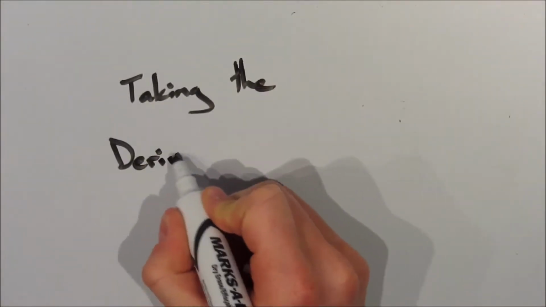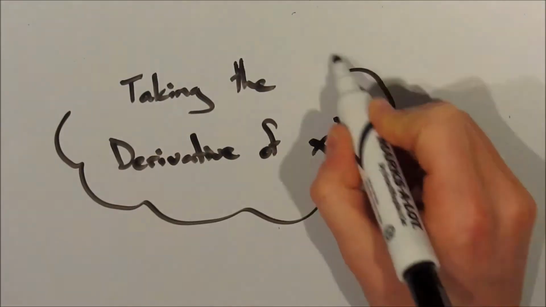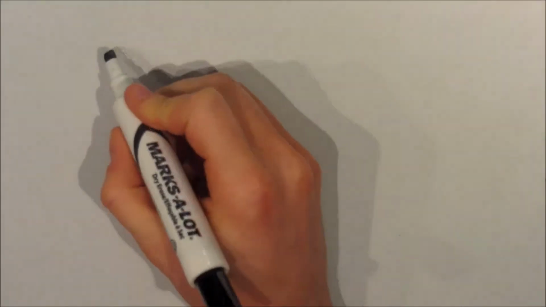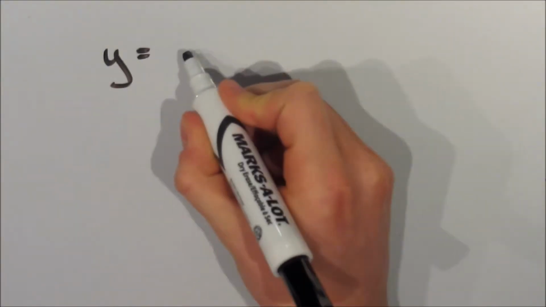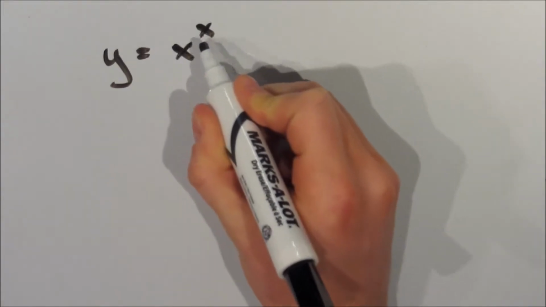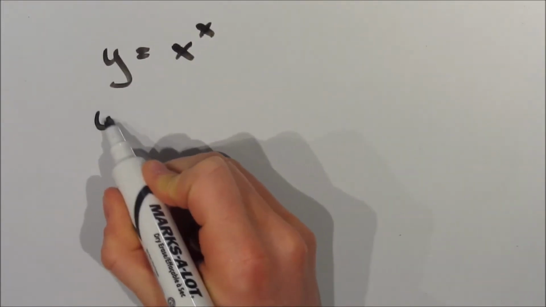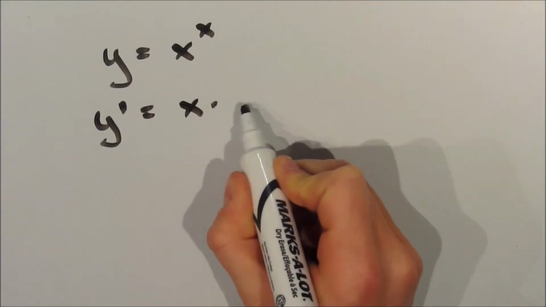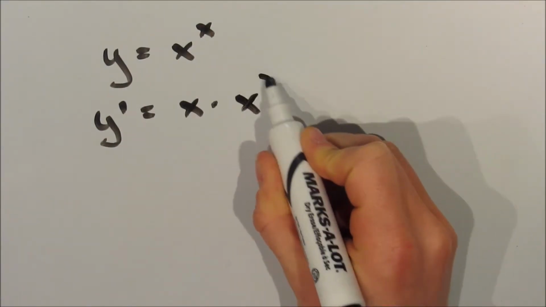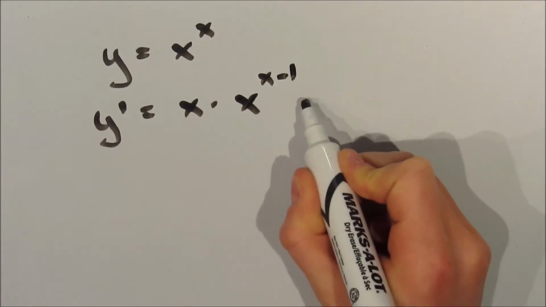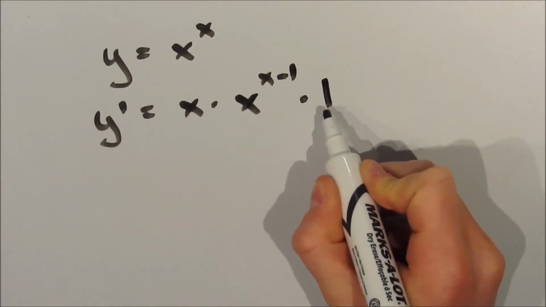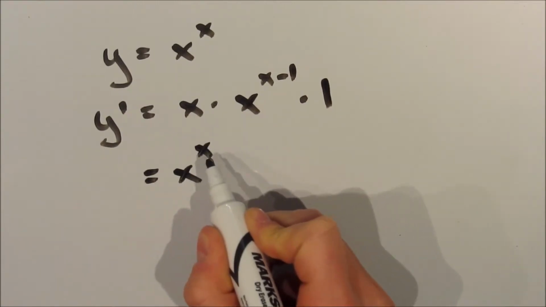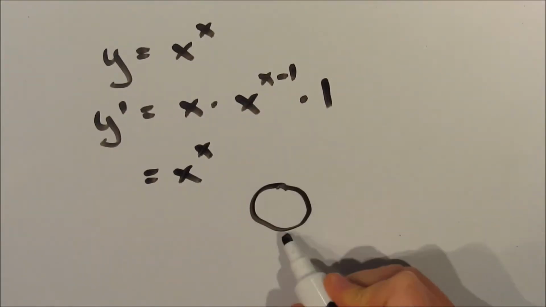In this video, I will show how to take the derivative of x to the exponent x. So when most people go to take the derivative of the function y equals x to the exponent x, they first think to use the power rule. So they would say that y prime is equal to x, which is the exponent, multiplied by x, the base, to the exponent x minus 1, and then times 1 because of the chain rule. So this just simplifies, again, to x to the exponent x.